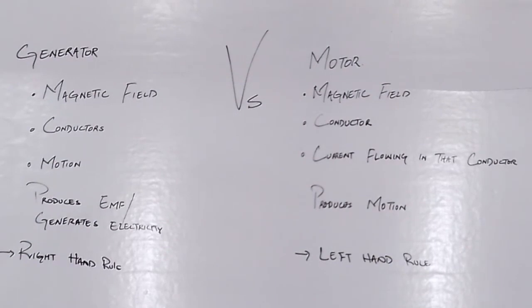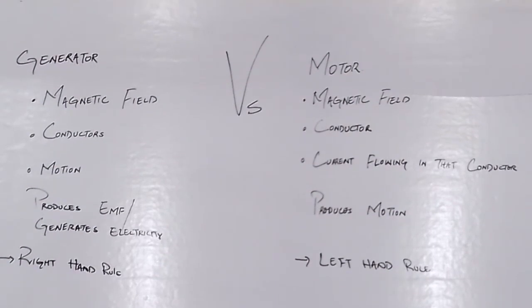But if we want to convert our generator into a motor, then we need a magnetic field, a conductor, and we have to provide current to that conductor. So we have two fields. Because of the two fields, a rotating magnetic field will be created, and that's why our motor will start rotating. So that's the very basic difference between a generator and a motor. A generator can be converted into a motor, and a motor can be converted into a generator.